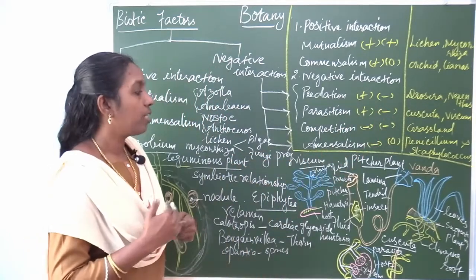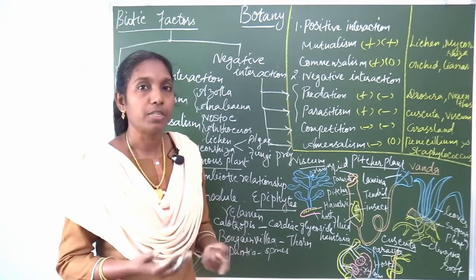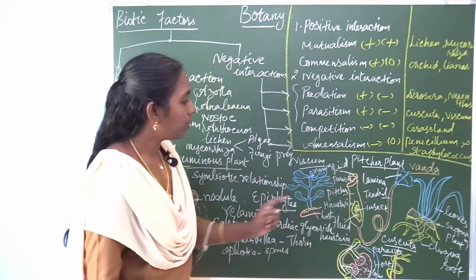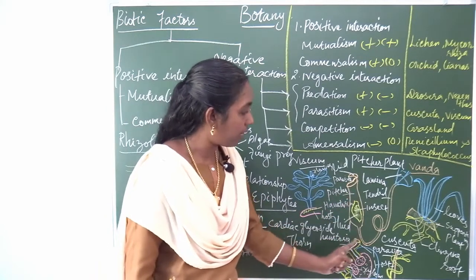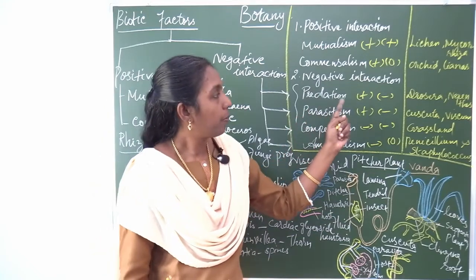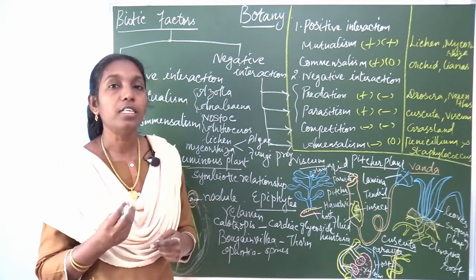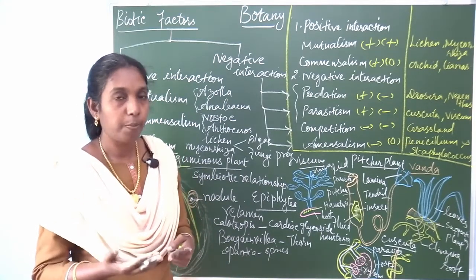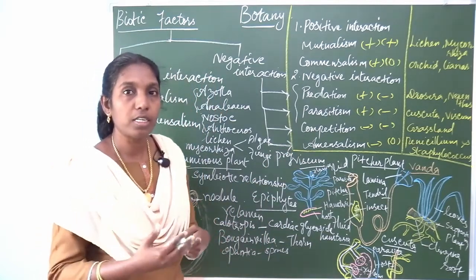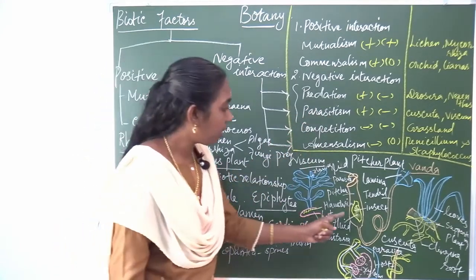In plants, you may see a number of insectivorous plants. In the lower classes, you may have learned different types of insectivorous plants. For example, the pitcher plant, Nepenthes. Look at this diagram. This is Nepenthes. There are a number of insectivorous plants: Drosera, the sundew plant, Nepenthes, the pitcher plant, or Utricularia. All these organisms come under predation. How is it predatory?